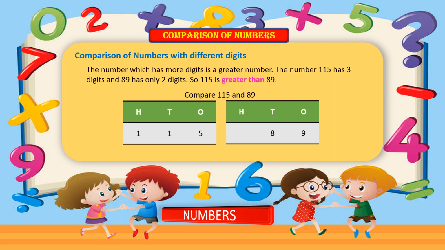Comparison of numbers with different digits. The number which has more digits is a greater number. For example, compare 115 and 89. The number 115 has 3 digits and 89 has only 2 digits. So 115 is greater than 89. We write 115 greater than 89.